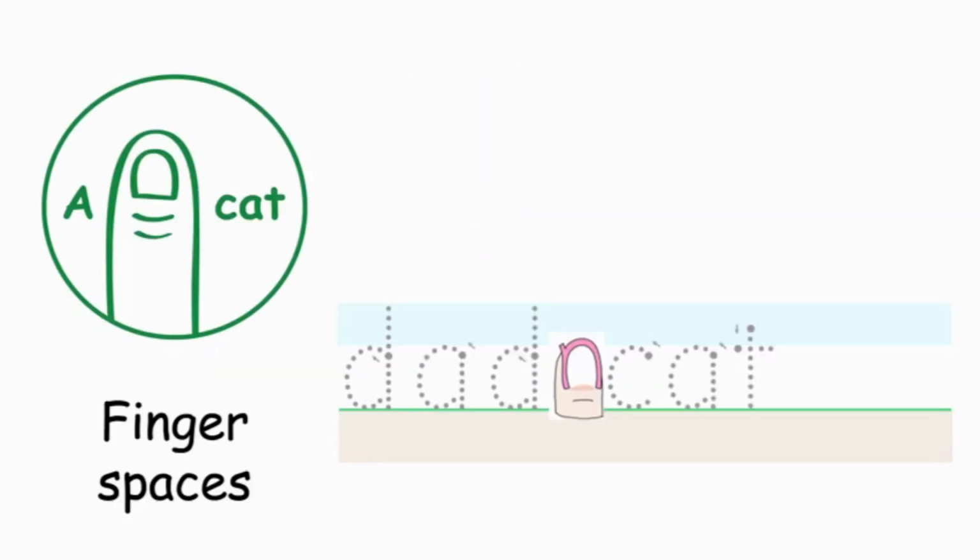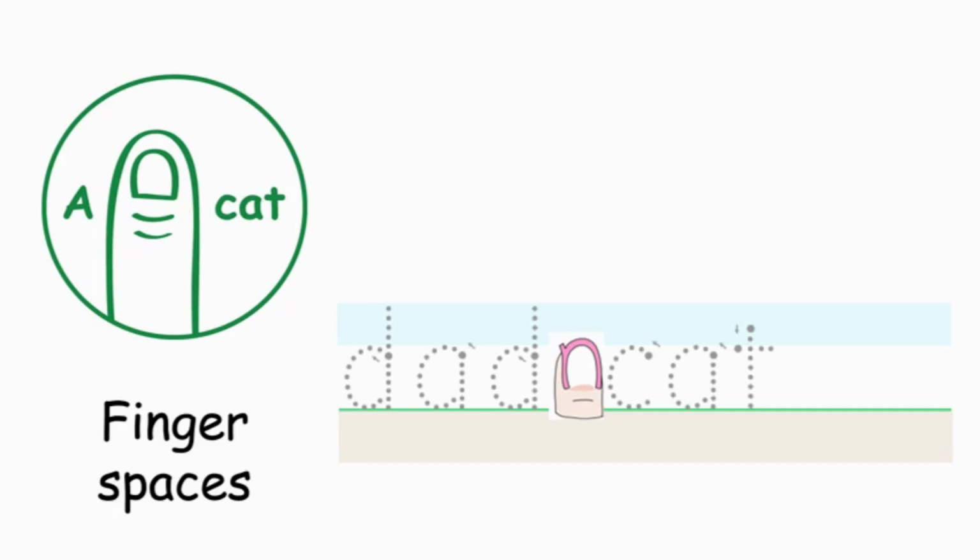So I told you to leave a space between two words. What was the word? Dad, cat. So you will be thinking, what space? Yes, you have to leave a finger space. Can you see over here? D-A-D, dad. And then you have given a finger space and then written C-A-T, cat.